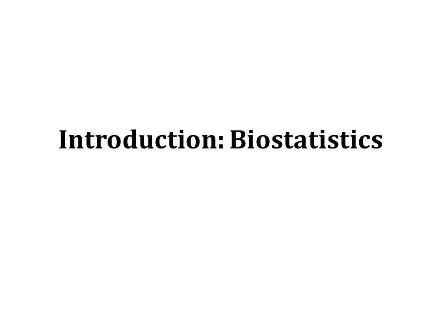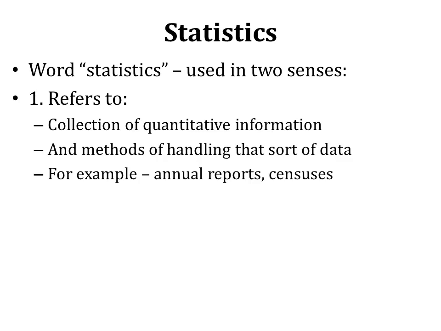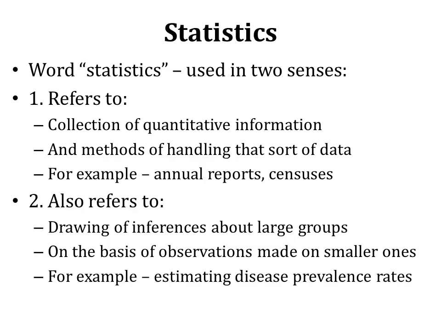So we started with the introduction to biostatistics as usual, and the word statistics is used in two senses. The first one refers to collection of quantitative information and methods of handling that sort of data, for example, annual reports and censuses. And it also refers to drawing of inferences about large groups on the basis of observations made on smaller ones, for example, estimating disease prevalence rates.